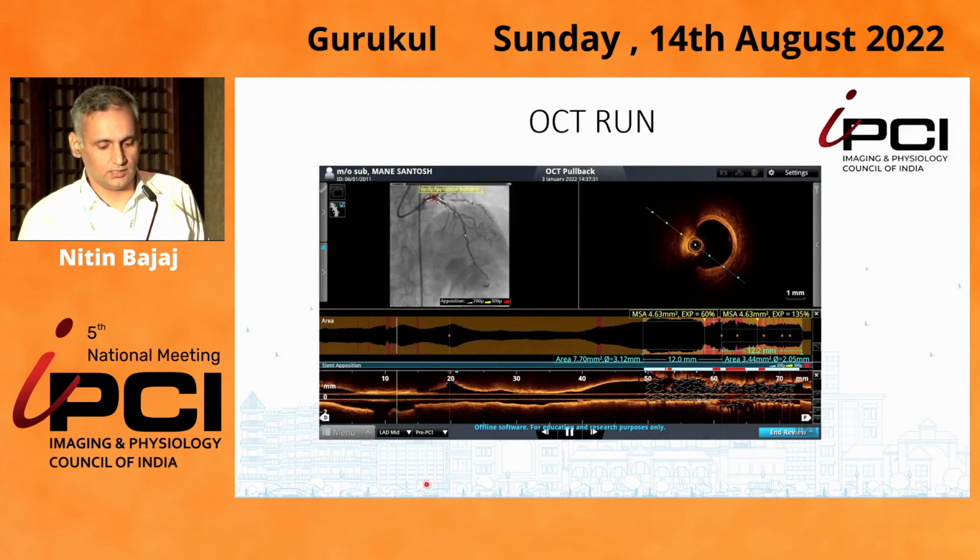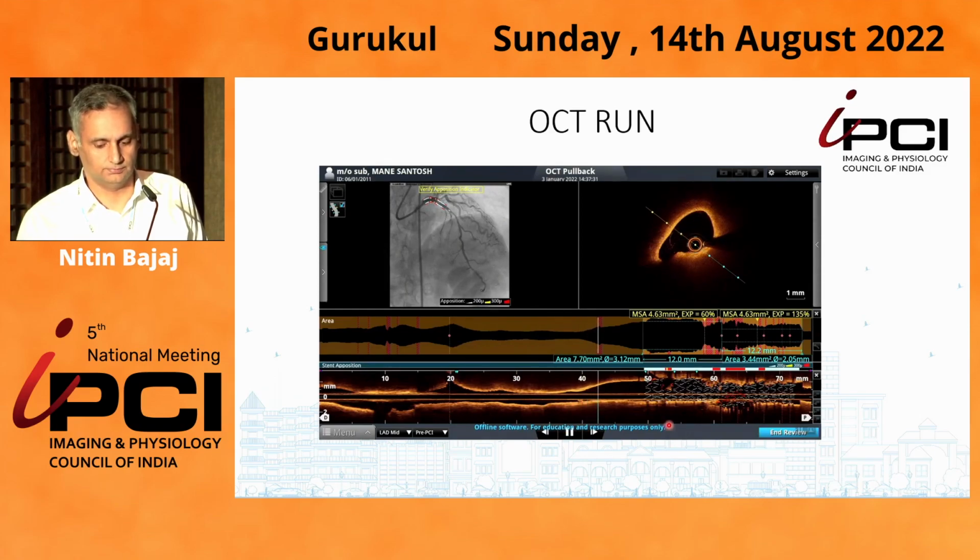So as you can see, the OCT run, this is the healthy segment, and then as we come back, we come to the diseased mid LAD segment. Here you can see a significant lesion in the mid LAD. It's lipid rich and fibrotic also. So this was the mid LAD, and the length was around 30 millimeters from the previous stent. However, where the stent had landed, it was healthy. We can see the EEL over here. There were no edge dissections.